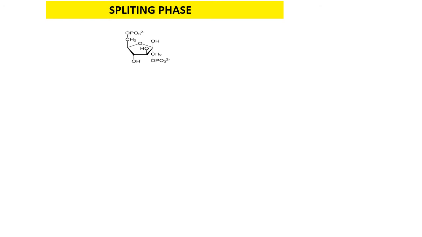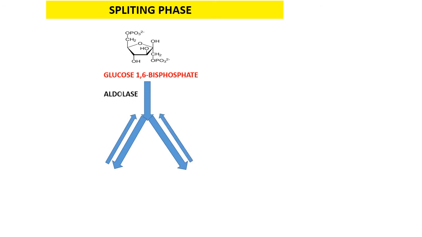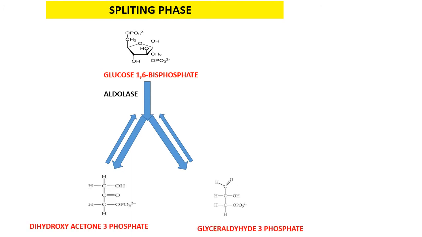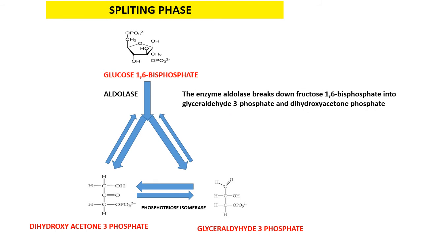In the splitting phase, fructose 1,6-bisphosphate, with the help of the aldolase enzyme, gets split into dihydroxyacetone phosphate and glyceraldehyde 3-phosphate. The dihydroxyacetone phosphate gets isomerized into glyceraldehyde 3-phosphate, and the next reactions of glycolysis take place. Dihydroxyacetone phosphate is isomerized into glyceraldehyde 3-phosphate by the enzyme phosphotriose isomerase.